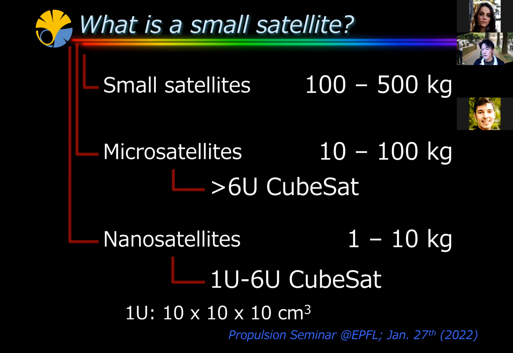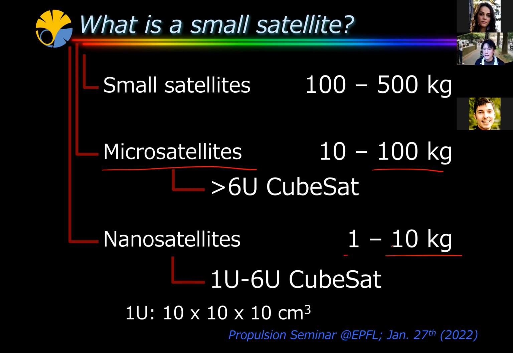The size goes down further, to less than 100 kilograms, and sometimes we use the term microsatellites. Usually this means 10 to 100 kilogram satellites. When you go down further, less than 10 kilograms, they are called nanosatellites.